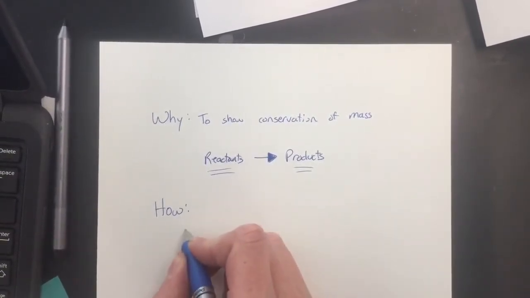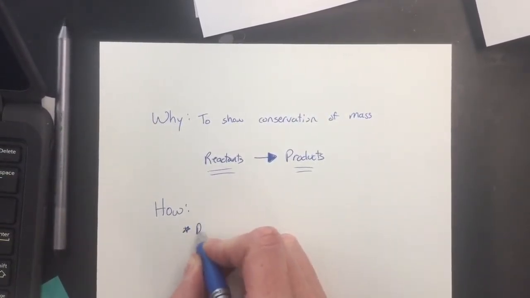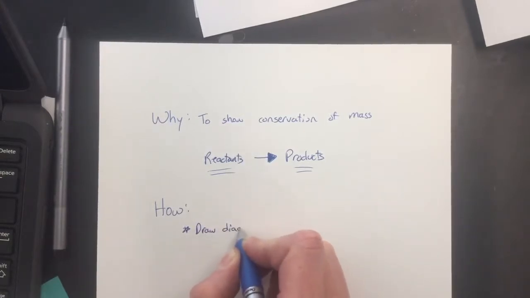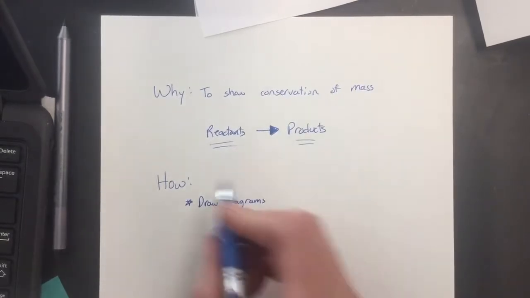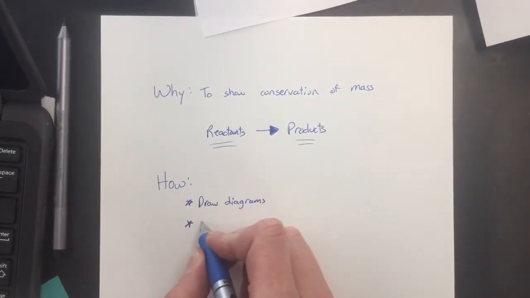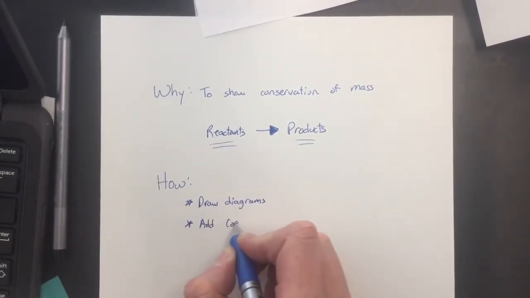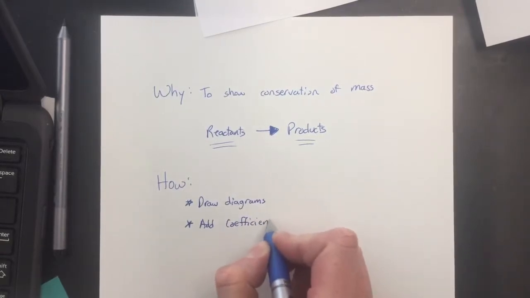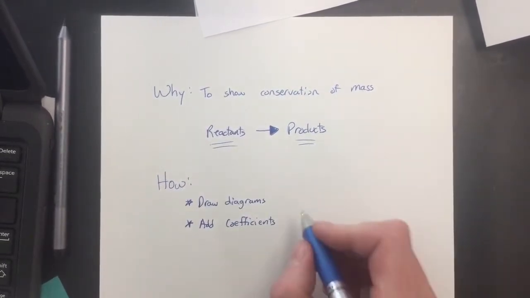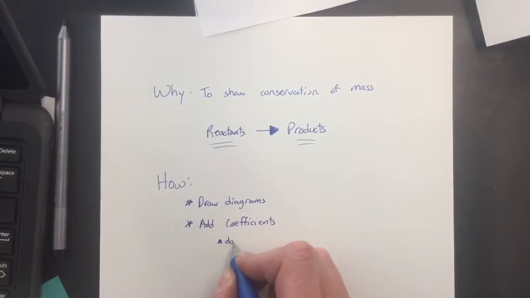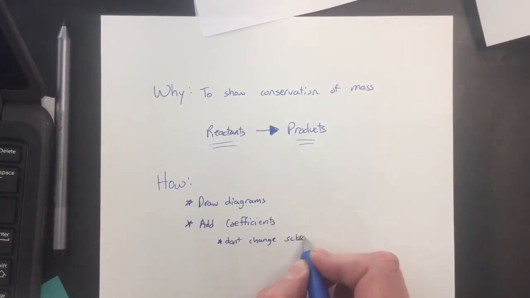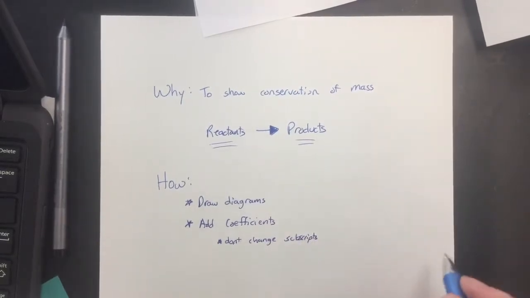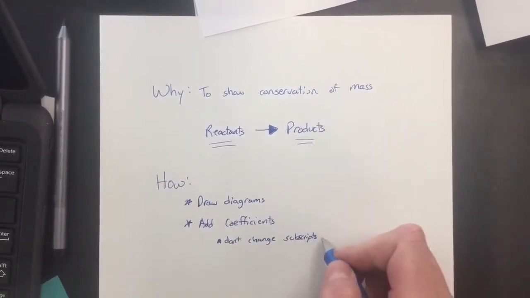So the how, I like to draw diagrams because I'm a visual person, and if I can see whether or not it balances, then I know what to do. And what you do is you add coefficients, and those are the big numbers in front. You don't change the subscripts. Don't change subscripts, because when you change the subscripts, you change it into something entirely different. So never ever change the subscripts, okay?